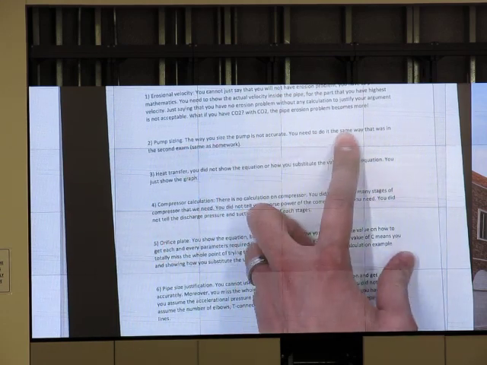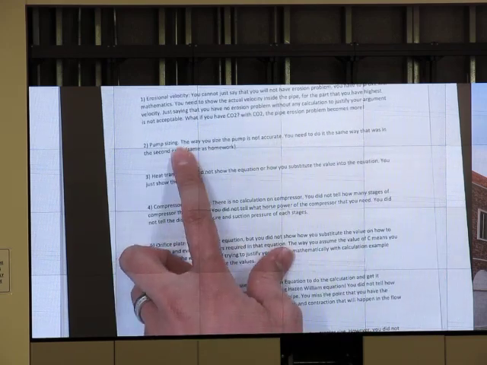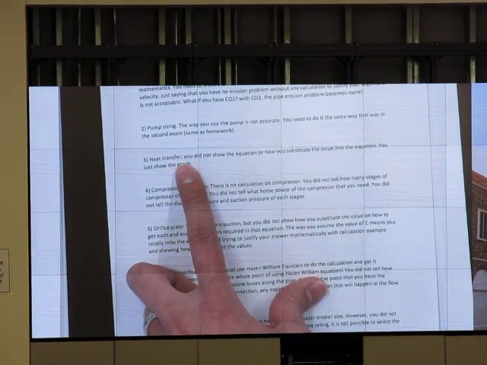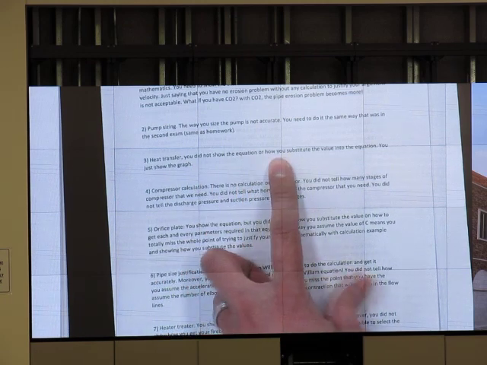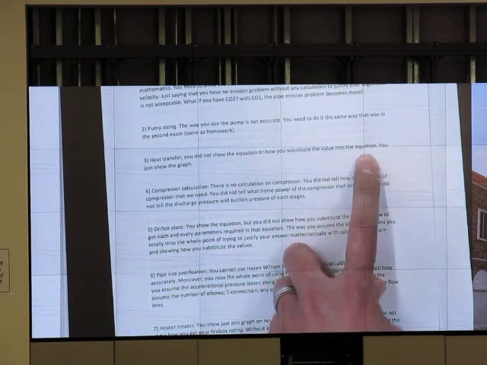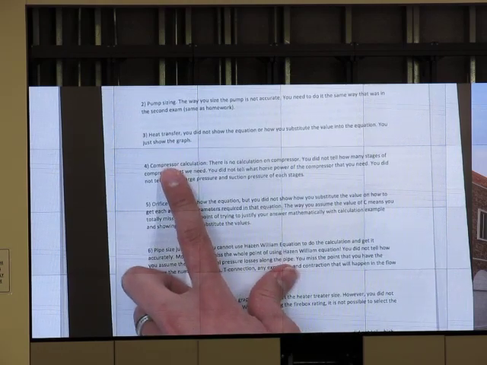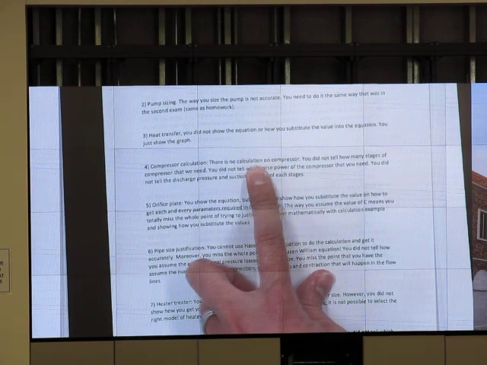You need to do it the same way as in the second exam. We didn't talk about the pump yet. Heater treater, you did not show the equation or how you substitute the values into the equation. You just show the graph. Compressor calculation, there's no calculation on the compressor.